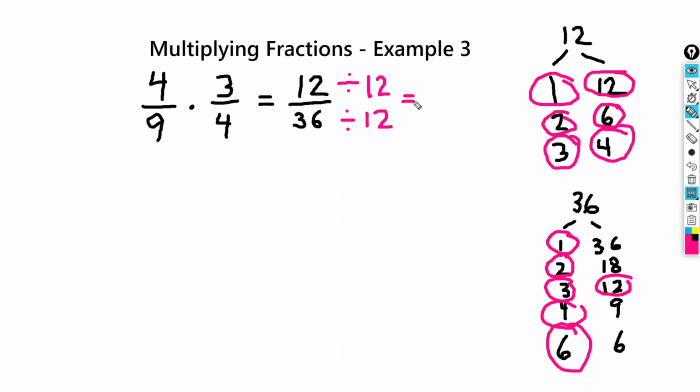Well, 12 divided by 12 is just 1. And we see that 36 divided by 12 would be 3. So we can simplify this to 1/3. Okay, so that's one way to approach the problem.